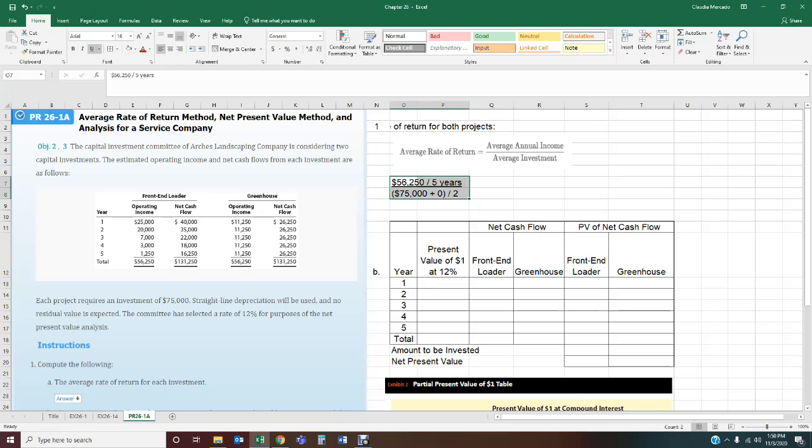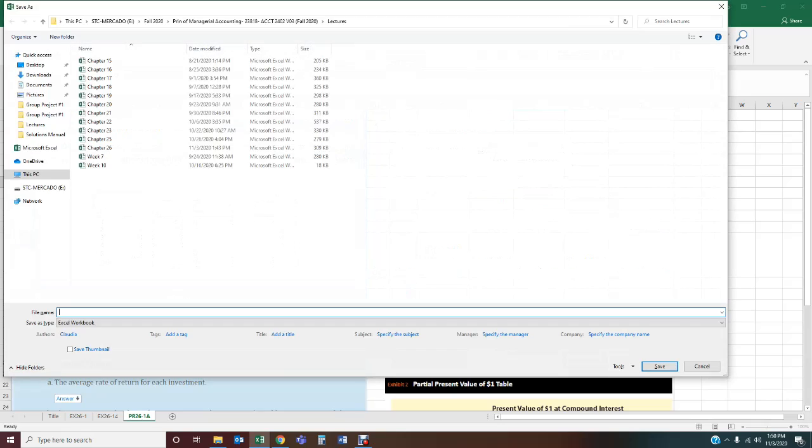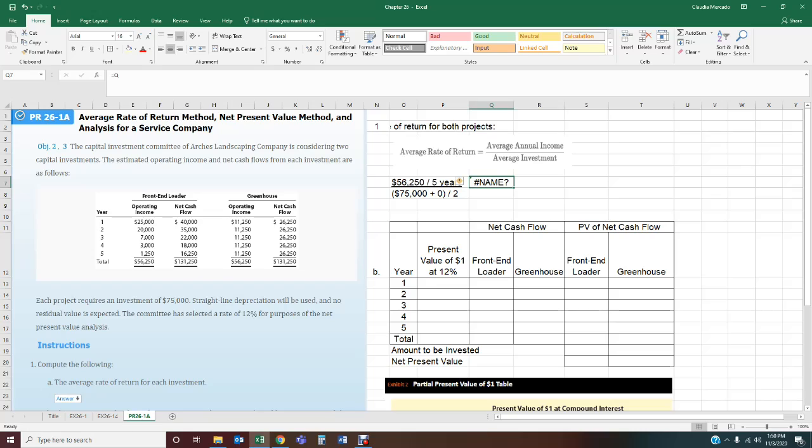Now let me center these. Okay, now I can calculate my amounts. So let's see what we get. Oh, sorry about that. I got super excited here with my mouse.